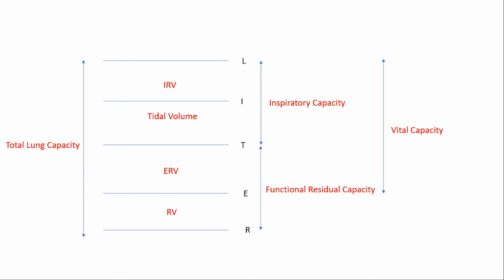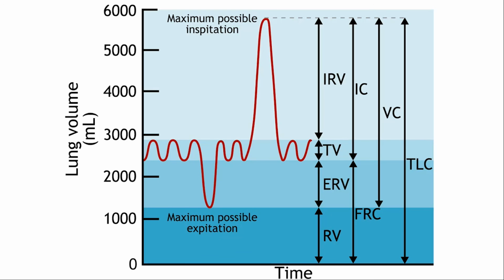It is the sum of all the lung volumes that we have discussed till now, which is residual volume, expiratory reserve volume, inspiratory reserve volume and the tidal volume. So these are all the lung capacities and lung volumes that you needed to know. And I hope this graph now makes a lot more sense.